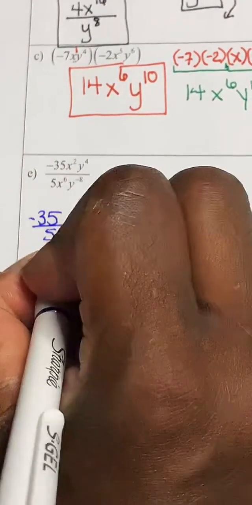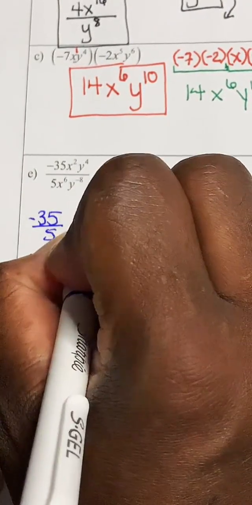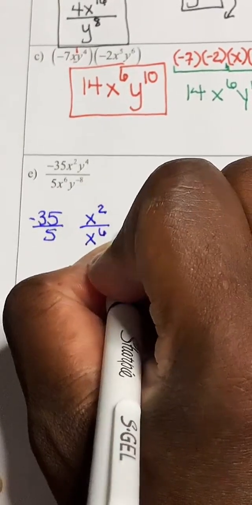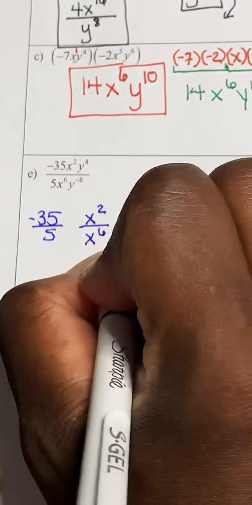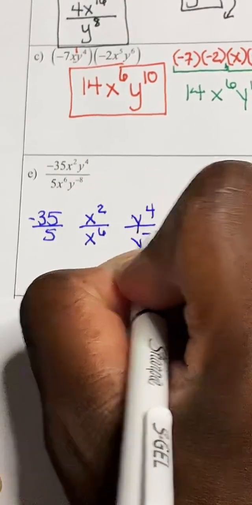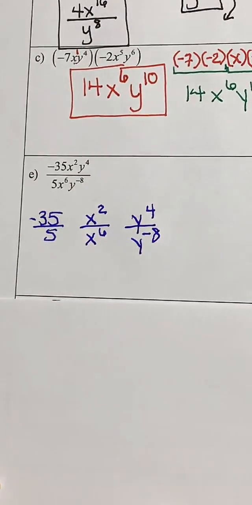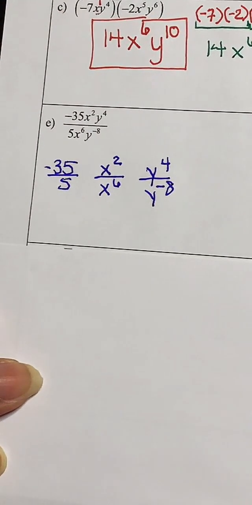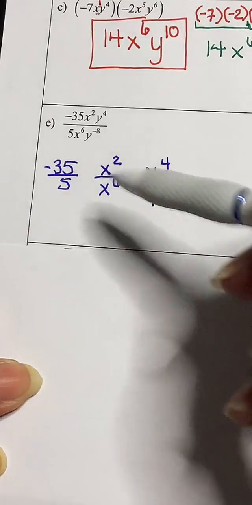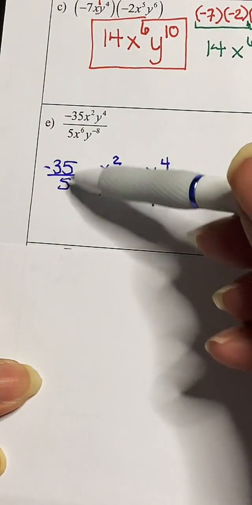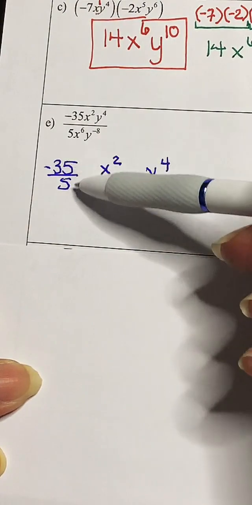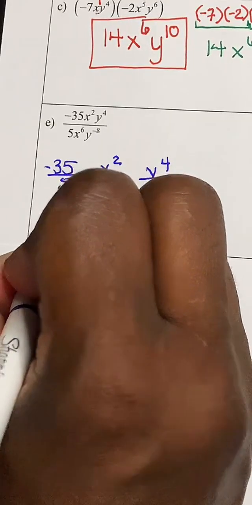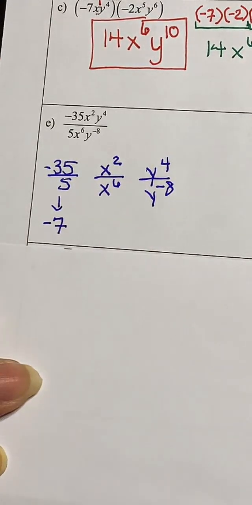So negative 35 over 5, that's going to happen. X squared over x to the 6, that's going to happen. Y to the 4th over y to the negative 8. Now, we're dividing. So when you divide, you subtract your exponents. But the whole numbers, we're actually going to divide. So negative 35 divided by 5, yes, that does give me my 7. Negative 7, in fact.